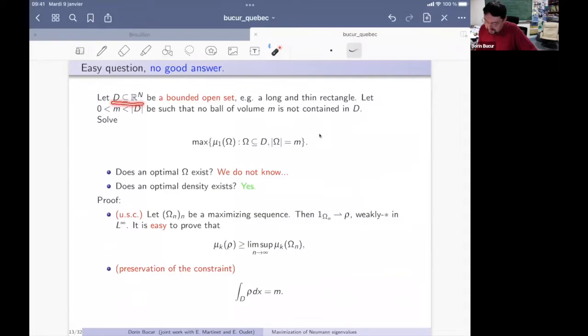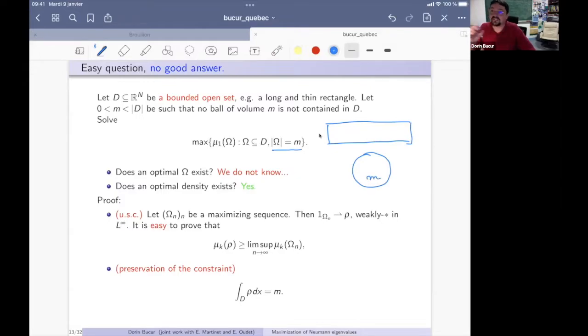Let D be a bounded open set, let's say in 2 dimensions. I take a rectangle, and then I want to maximize mu1, the first Neumann eigenvalue, for sets which are subsets of the rectangle and which satisfy a volume constraint. But let me take M in such a way that the ball of volume M does not fit into the rectangle. Let's say this is the value of the volume M. This ball doesn't fit inside.